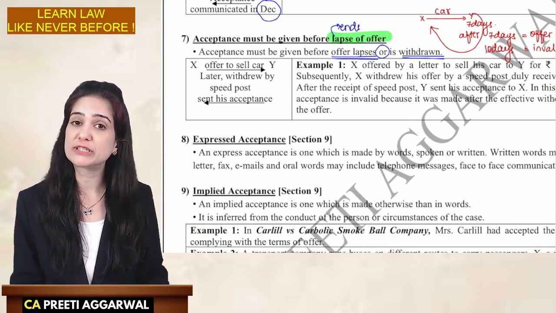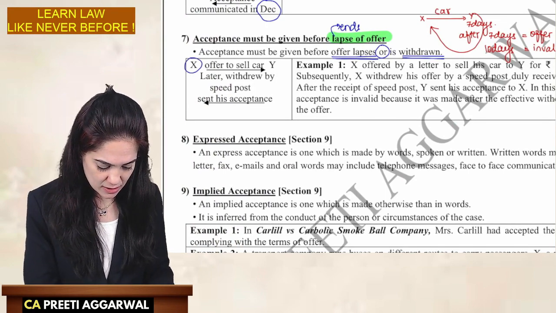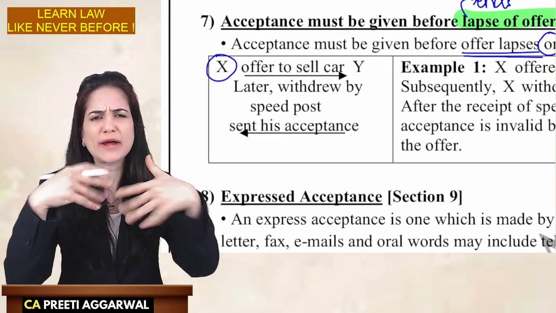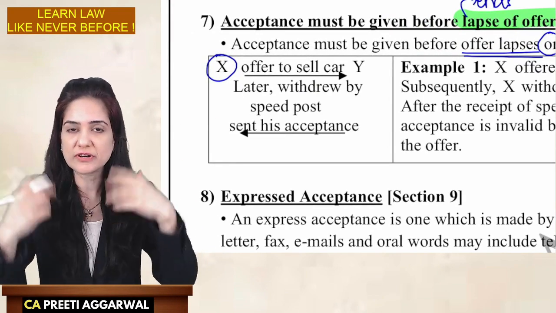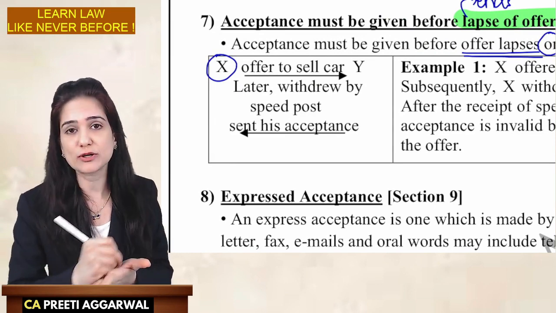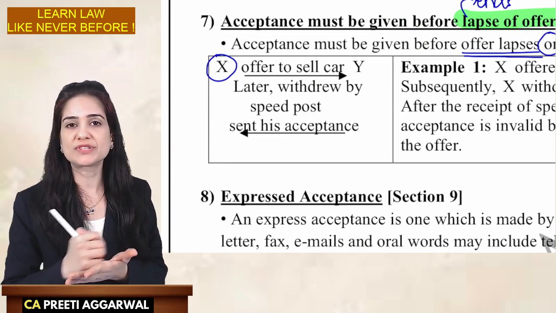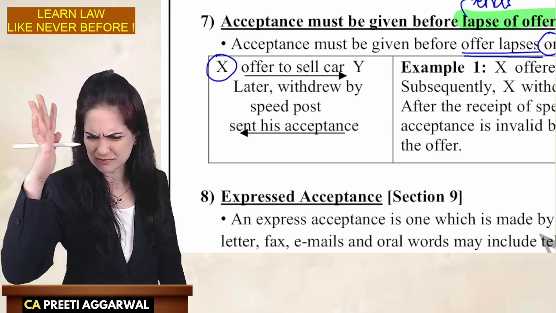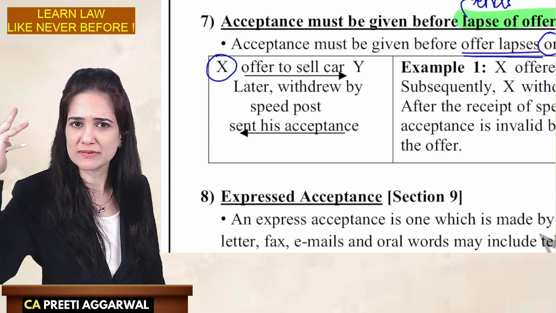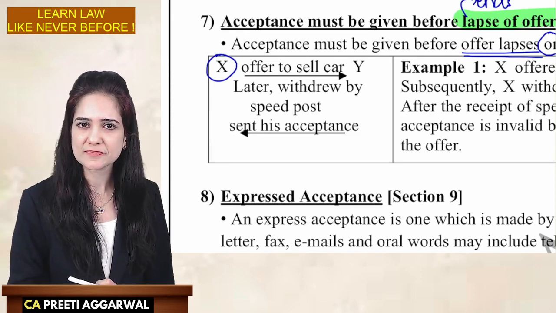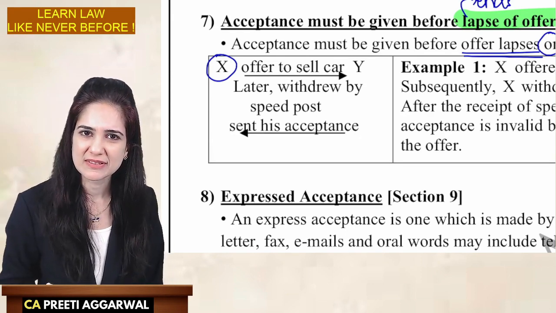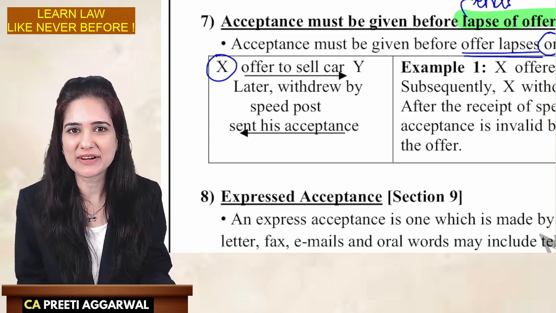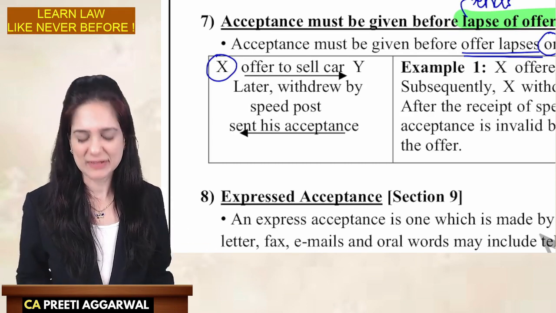What is the meaning of withdrawn? X offered to sell his car to Y, but then later he changed his mind and he said, no, I don't want to offer. He withdrew the offer by a speed post. So he wrote a letter of withdrawal. I don't want to sell my car. I've changed my mind. But Y says nothing doing. Once you give the offer, I will accept it. He sent his letter of acceptance. Is it valid acceptance? No. Offer is already withdrawn. You knew about it.